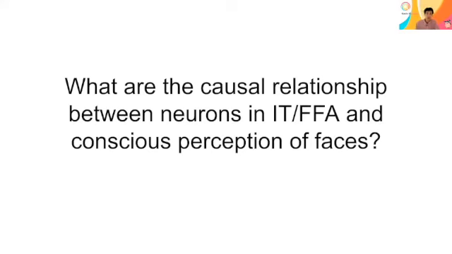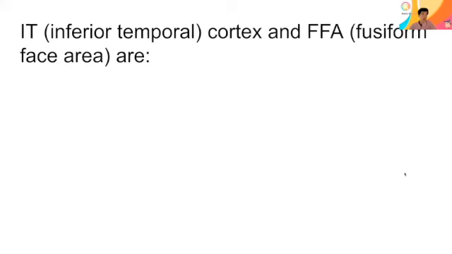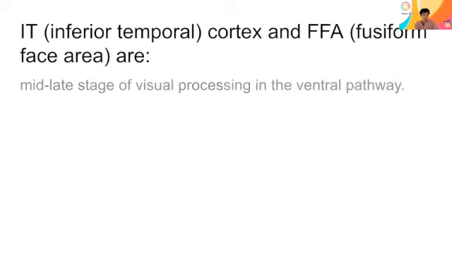What are the causal relationships between neurons in IT, FFA, and conscious perception of faces? IT is an abbreviation of inferior temporal, as in IT cortex, and FFA stands for fusiform face area. Both of these areas are at a mid to late stage of visual processing in the ventral pathway.